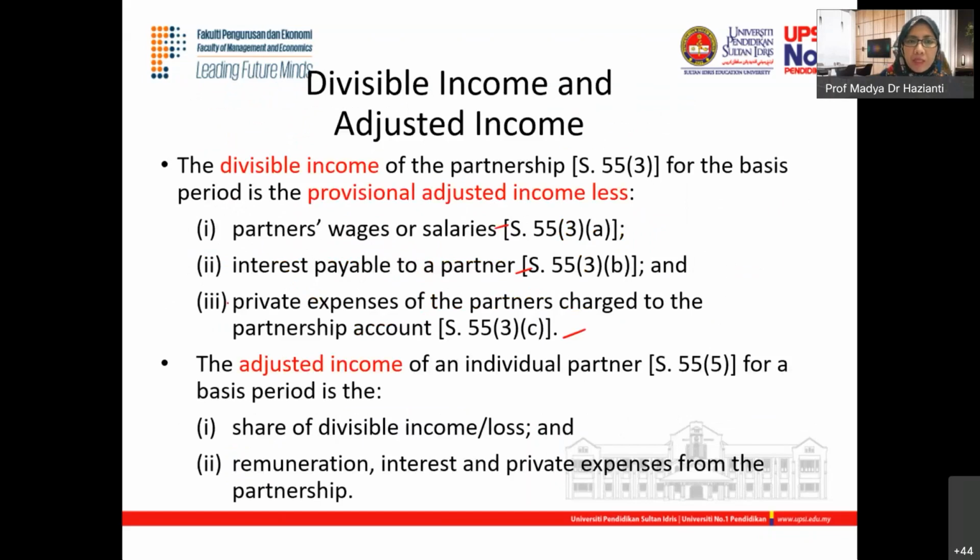Okay, so based on the format tadi, daripada provisional adjusted income tadi, kita nak cari divisible income. Okay, provisional adjusted income less semua ni. So kita tolak balik.